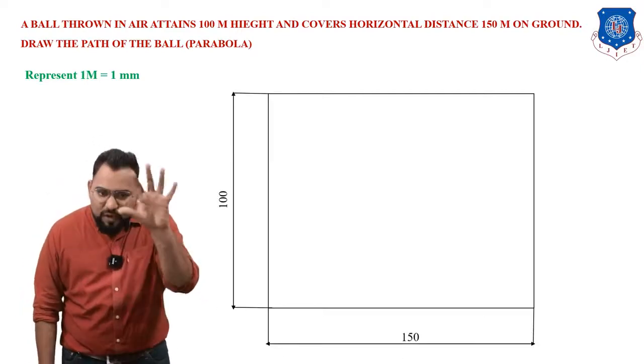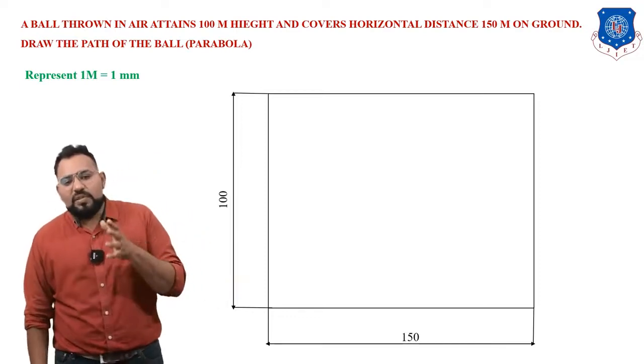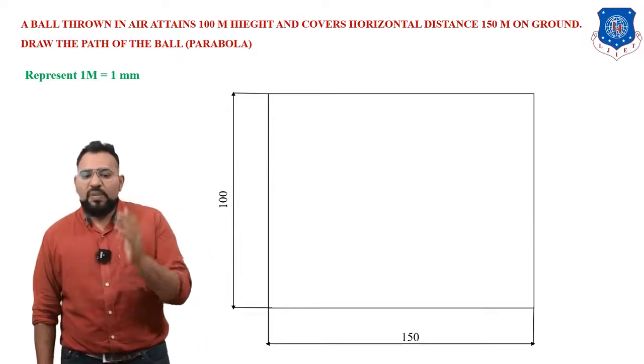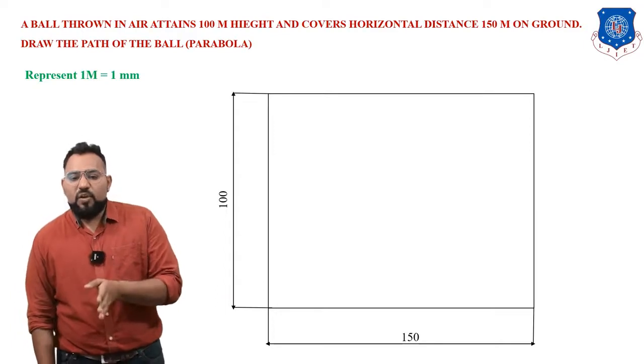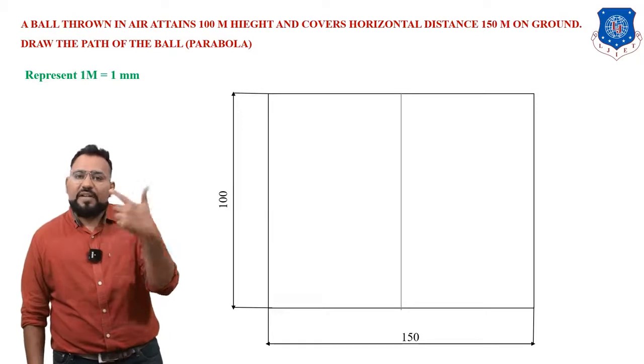Basically, first we draw a rectangle, because this is the rectangle method, and by using this method we draw the parabola. Now, on the horizontal 150 mm line, take the midpoint and draw a vertical line from there. The midpoint of 150 is 75 mm.